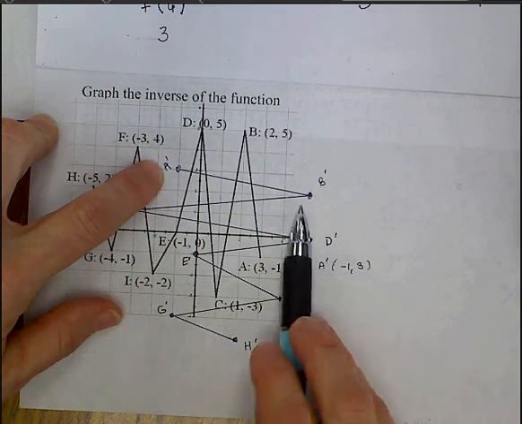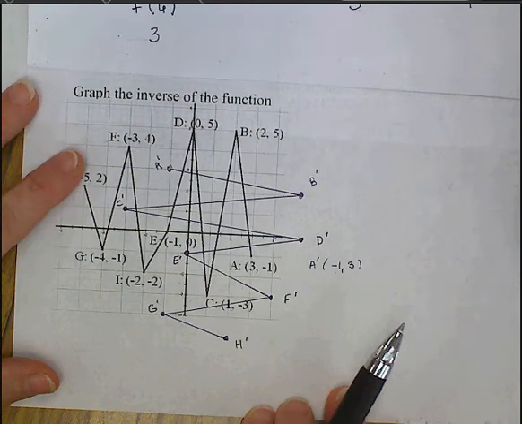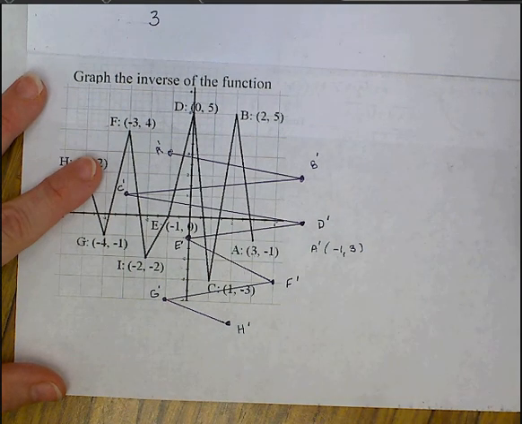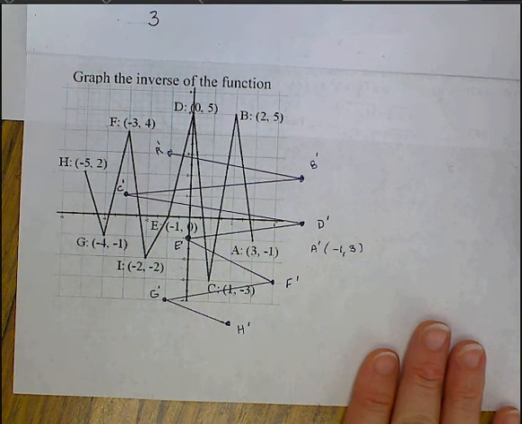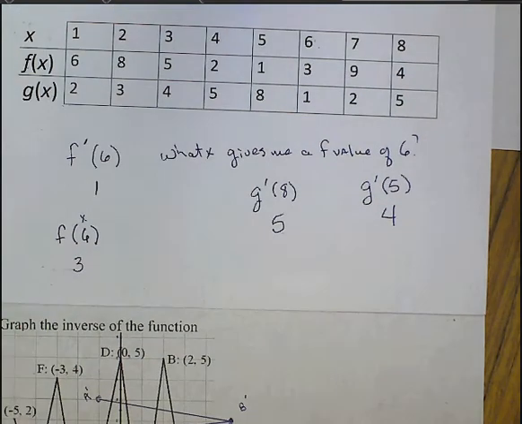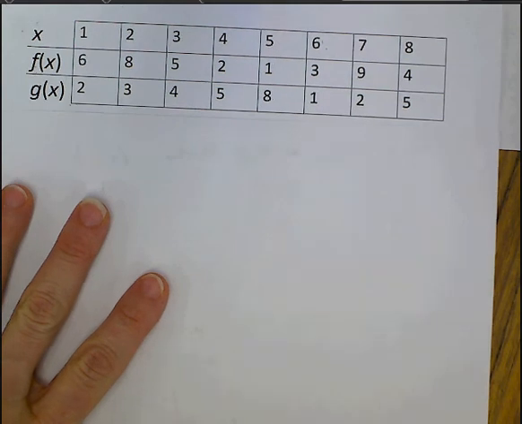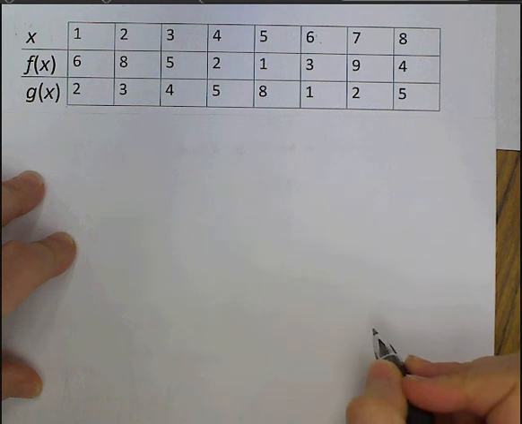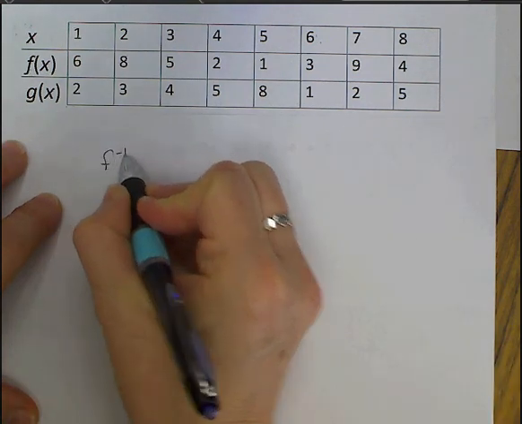Once I plotted B, I went ahead and started connecting just to make it a little bit easier. You take a minute, see if you can get these to connect and to look okay. And then the last thing we're going to do is look at a table, like we were doing it before, but instead of just adding two functions or doing a composition, we're going to do an inverse from this table.